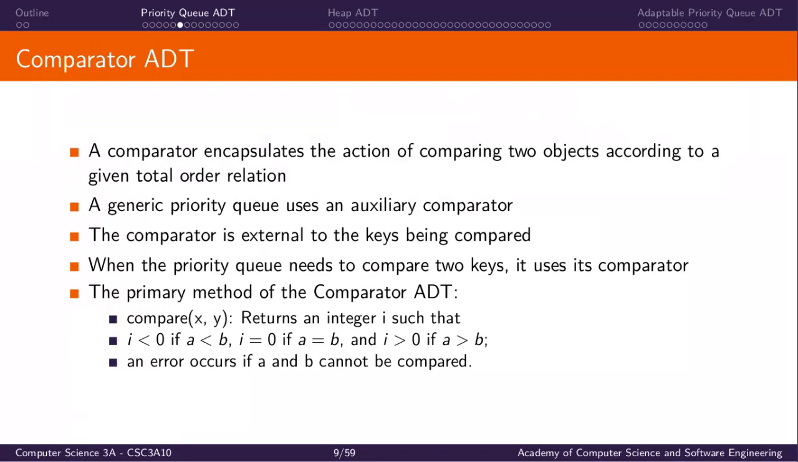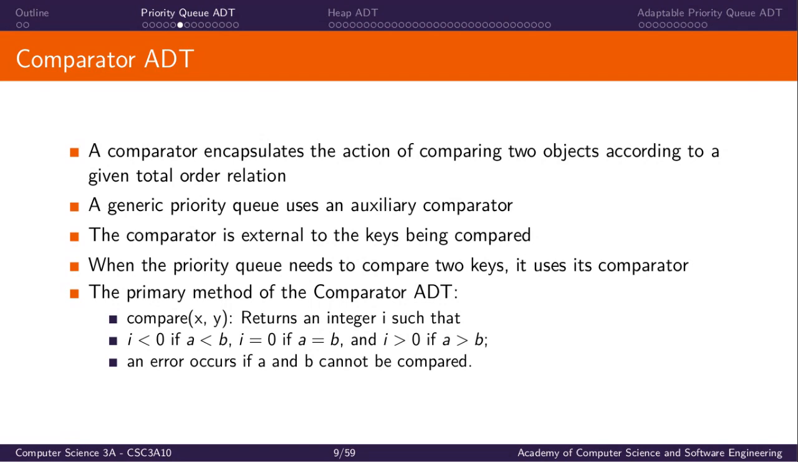We then look at the fact that to be able to actually determine from a collection of keys which has the highest priority, we need to be able to compare them in some way. We talked about how a total order is necessary over those keys, and we would need a comparator that encapsulates that action. So a comparator allows us to compare two keys and determine which of them is smaller than the other, to be able to actually find a minimum over a collection of keys.